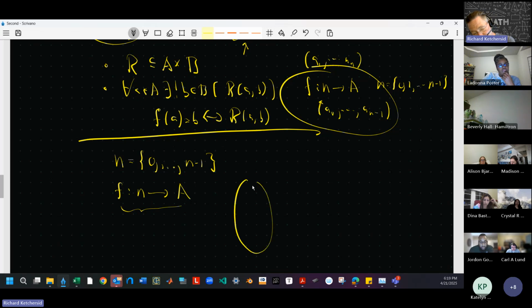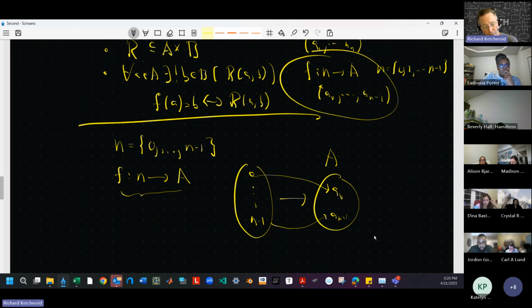So I could represent such a function. What is that doing? It's taking 0 through n minus 1 and mapping it to some set A, right? So 0 is being sent to a_0, n minus 1 is being sent to a_{n-1}, right? So I can look at this as a tuple, a_0 through a_{n-1}.